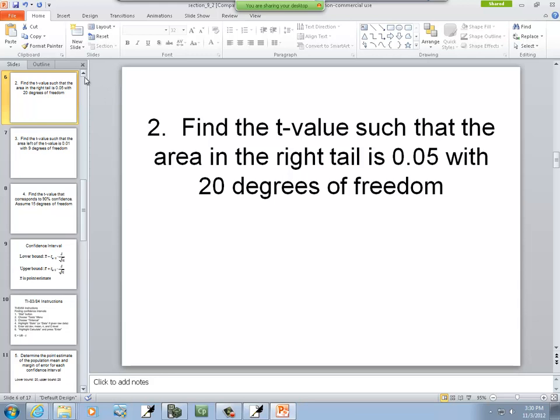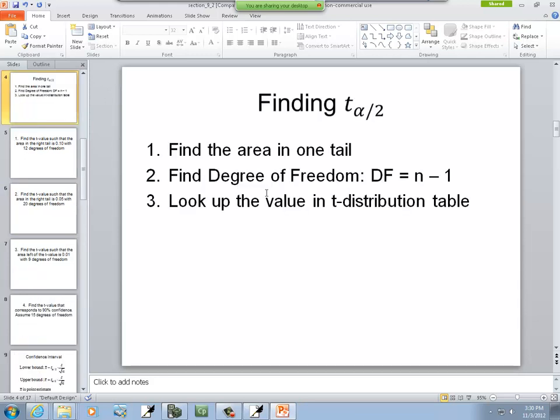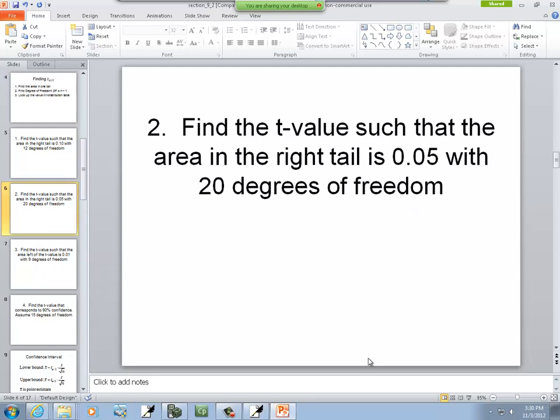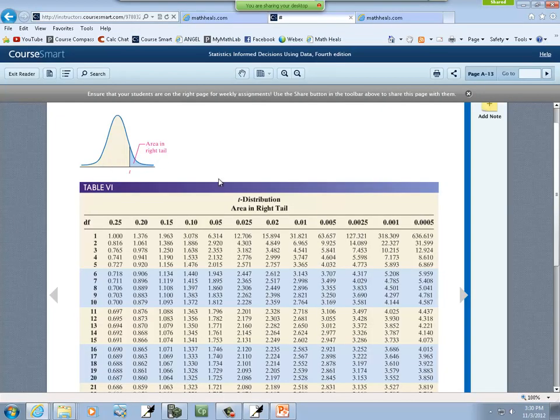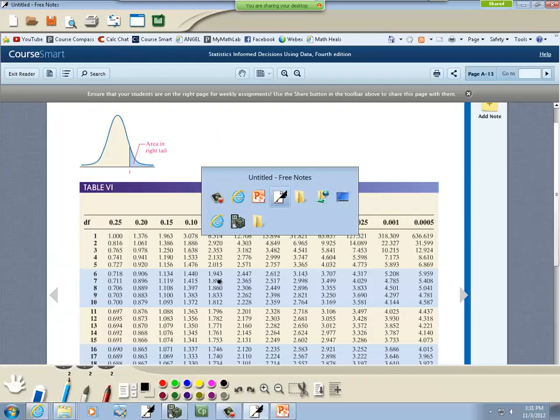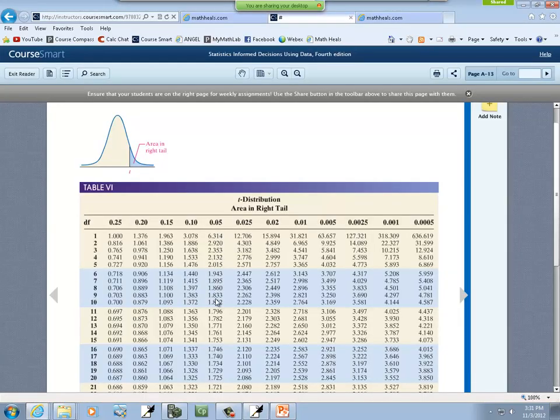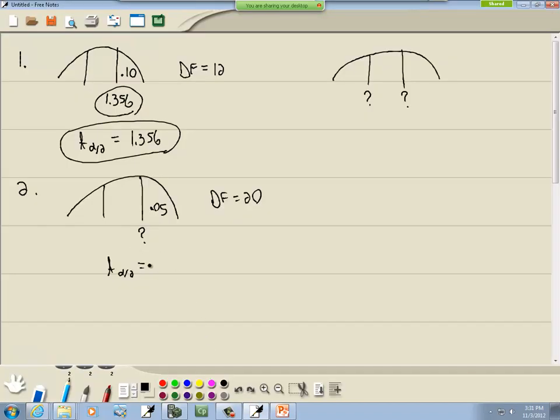I'm not going through those steps, but the steps we're doing are these right here. Okay, let's go look this up. 0.05 would be this column right here, and what did I say, 20 degrees of freedom. So 0.05, 20 degrees of freedom, we have 1.725. Now since it's on the right side here, it'd be a positive 1.725. And that's your answer.